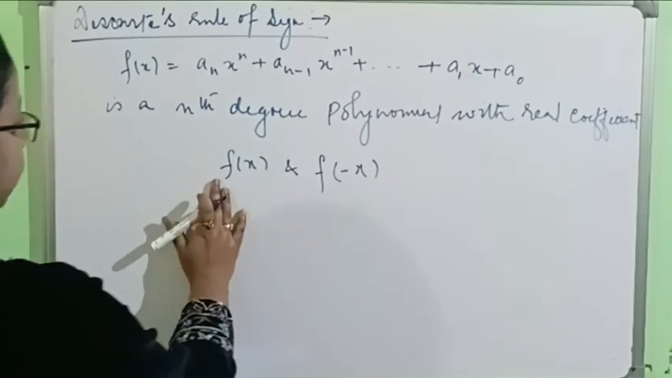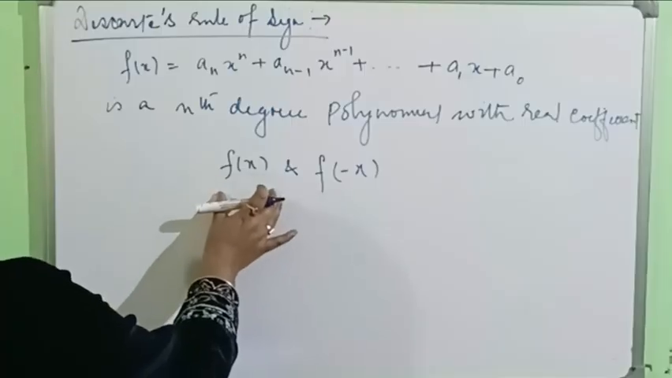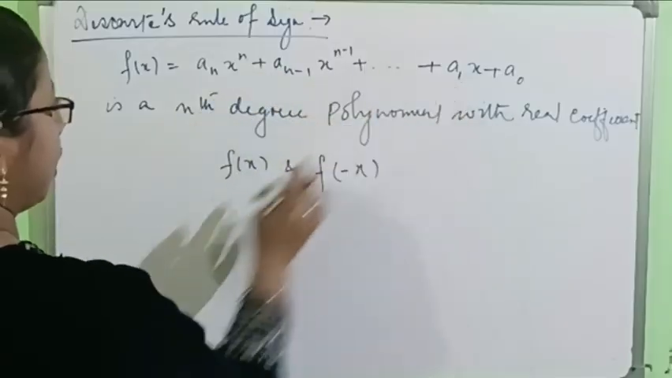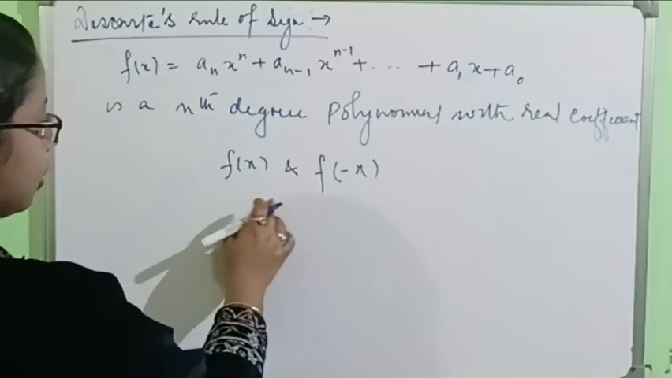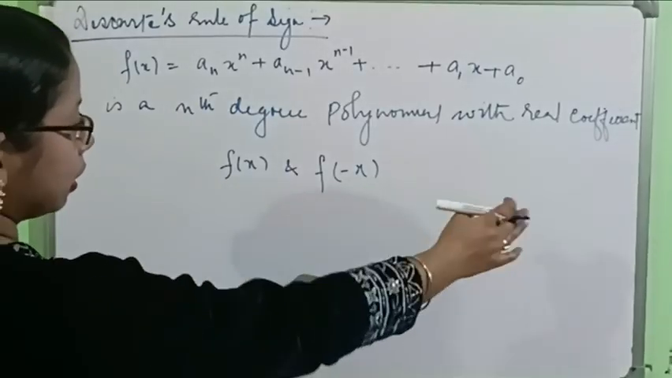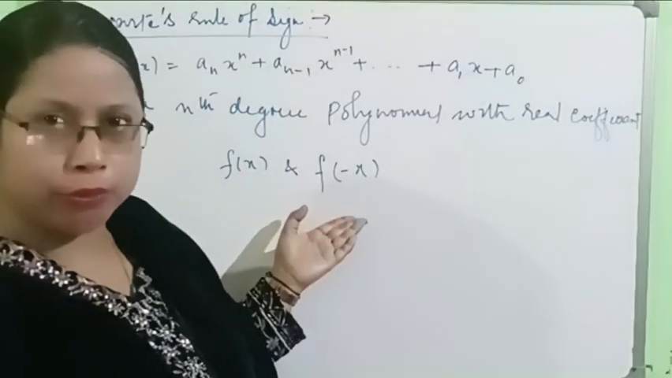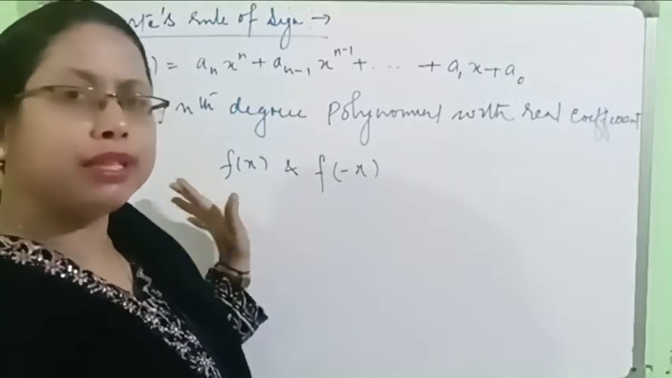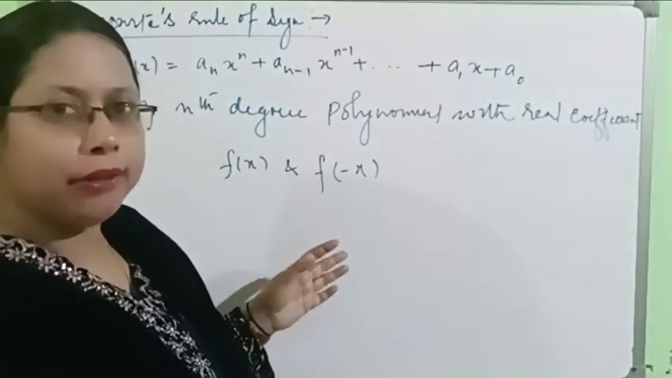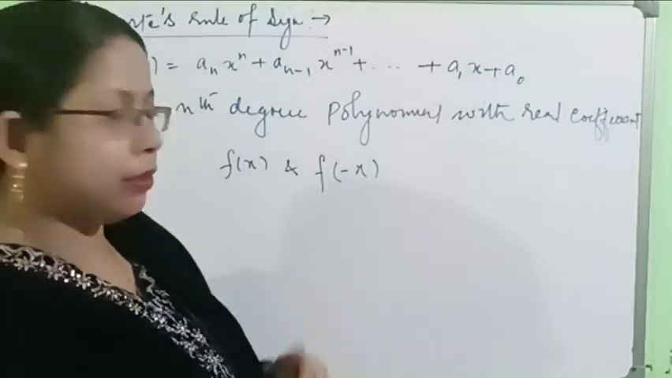And the number of positive real roots in f(x) is at most equal to the number of changes of sign, and it will be less by an even integer. Because if it is not a positive real root or a negative real root, then it is a complex root, and complex roots occur in pairs, so it reduces by an even number.